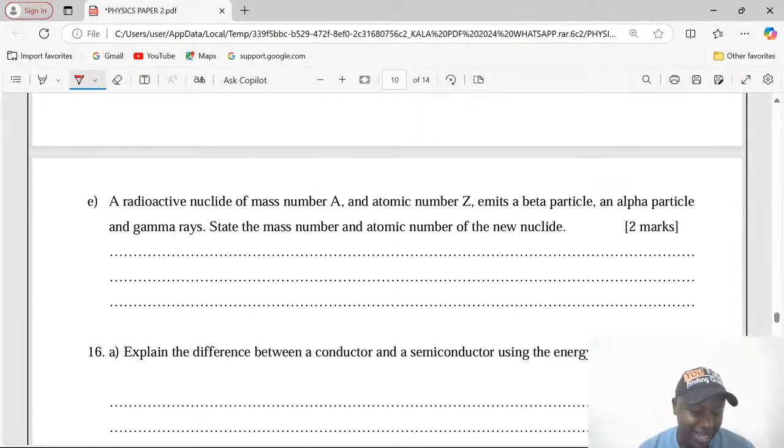Wow. This is again another interesting question. A radioactive nuclide of mass number A, atomic number Z, emits a beta particle, an alpha particle, and gamma radiations. State the mass number and the atomic number of the new nuclide. Let me start by drawing what we call the nuclear equation for the reaction that took place.